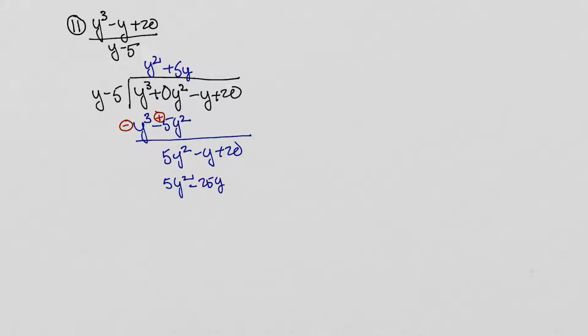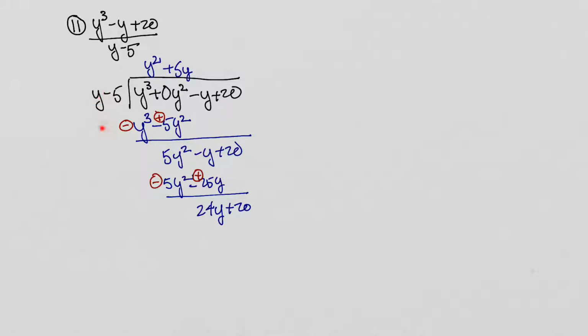25y. Now subtract, there's the divide and the multiply, now subtract, so change these signs, negative, positive, and combine like terms now. 5y squared minus 5y squared is gone. Negative y plus 25y's is going to leave us with 24y's, right? Minus 1 plus 25 is 24. And then bring down plus 20.